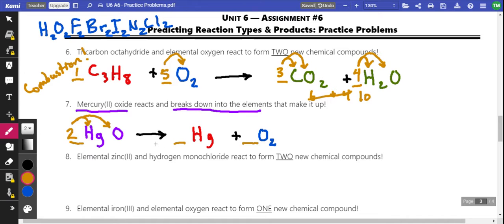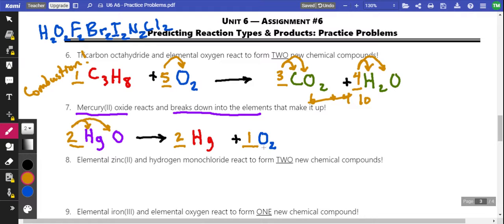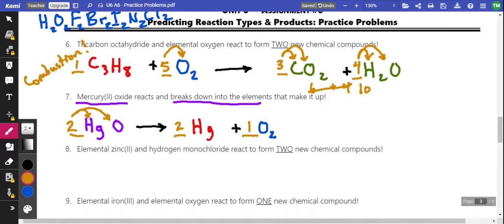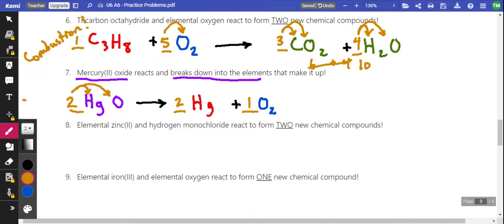I have 2 Hg's on the left. Time to get 2 Hg's on the right. So I've got 2 Hg's, 2 Hg's, 2 O's, 2 O's. Anything that's left blank, I can just throw a 1 in because we are done. We are balanced. Okay, so 2 HgOs can break down into 2 Hg's and 1 O2 in this decomposition reaction. I'm just going to write decomp because I'm kind of running out of room there. This is a decomposition reaction. Okay, one thing is just going to break up into multiple stuff.